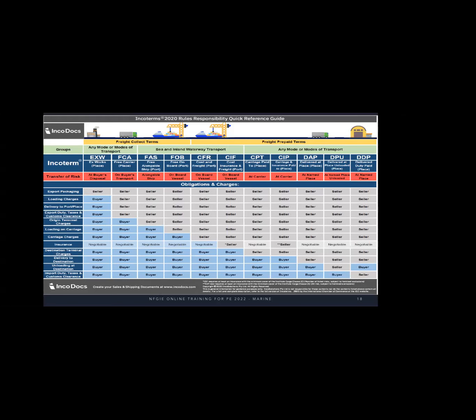So once goods are ready for delivery at the seller's factory, the risk is transferred to the buyer. Next is the carrier. The risk will be transferred once the goods are loaded onto the conveyance. Once the goods are loaded onto the conveyance, it becomes the buyer's risk.